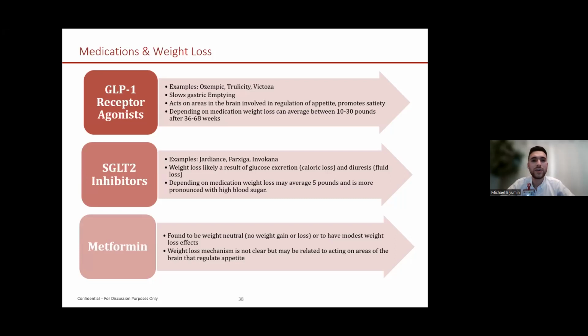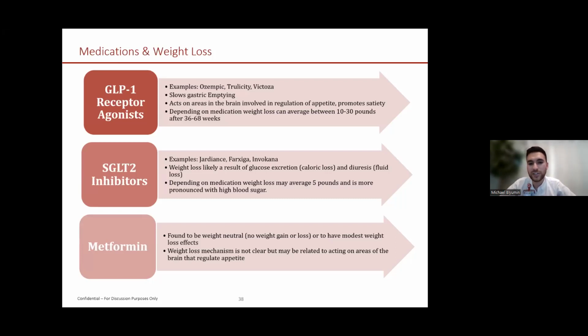Now, depending on the medication, which GLP-1 RA you're using, Ozempic or Trulicity or Victoza, and depending on the time frame, it's been seen in trials, you can lose an average of 10 to 30 pounds, depending on the dose, the length of time that's gone on, et cetera. The SGLT2 inhibitors, things like Jardiance, Farxiga, and Invokana, they also help with weight loss.